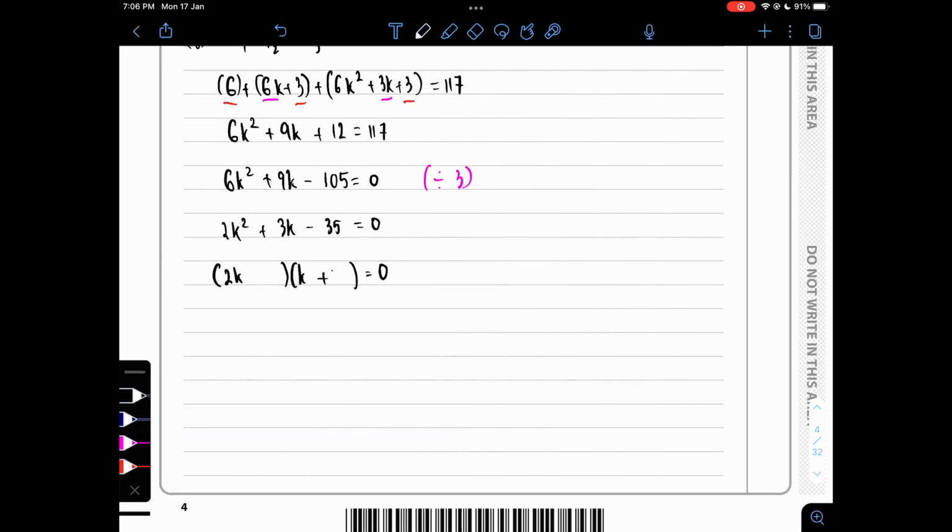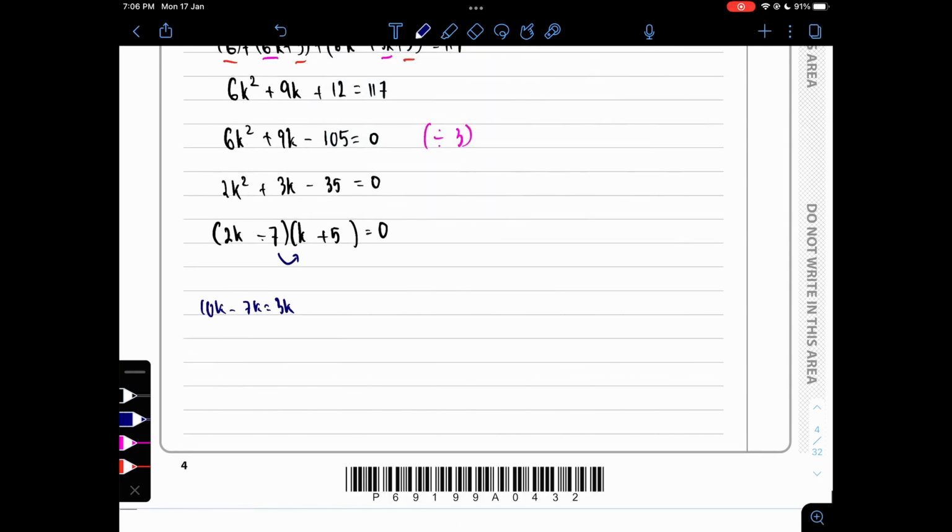What if we try plus 5 here? That'd be 10 minus 7. So does that check out? So 10k minus 7k gives us 3k. So that works out. So this in fact is the right factorization.